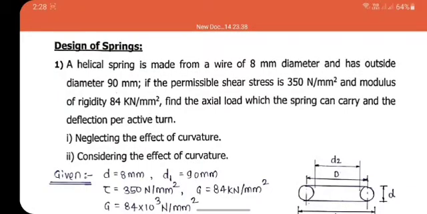Hello friends, today we will see the examples on design of spring. So here is our first problem.